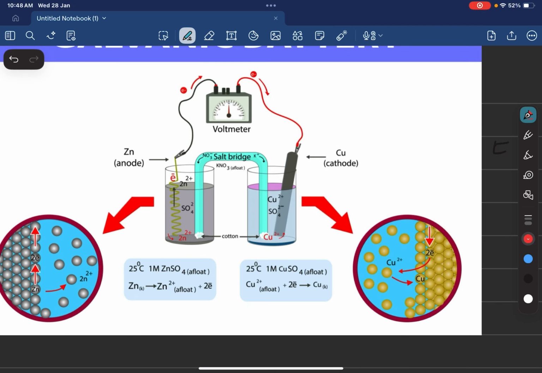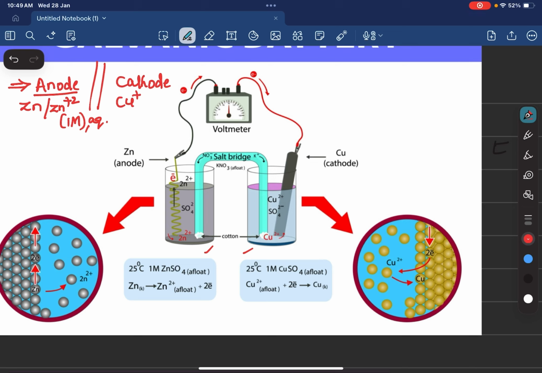Now we need to understand the representation of the cell and the calculation of E0 cell. The representation, as we have given in the diagram, is the same way: left side anode, right side cathode. In between, two lines indicate the salt bridge. We know that at the anode, Zn is converted into Zn2+. The concentration we need to represent here along with the aqueous medium. Similarly, in the case of the cathode, Cu2+ is converted into Cu. Here also the concentration and physical state we have to write, which is the aqueous state. That is how we represent the cell.